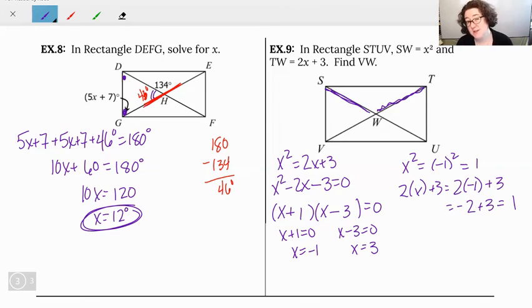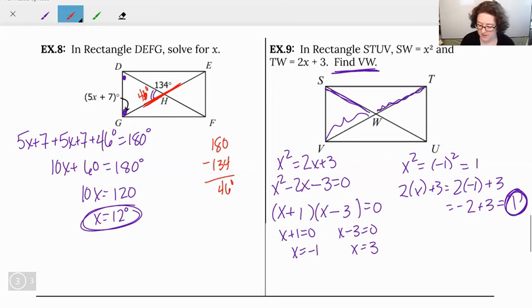And so we haven't actually answered the question yet. The question was, figure out VW. Well, where's VW? VW is itself one of those half-piece diagonals. So either one of them, it really doesn't matter which one we choose. We still want to figure out what our possible answers are. So let's see here. We have one possible answer. We got out a 1 when we plugged in a -1, but let's go ahead and plug in that +3 and see how our numbers change.